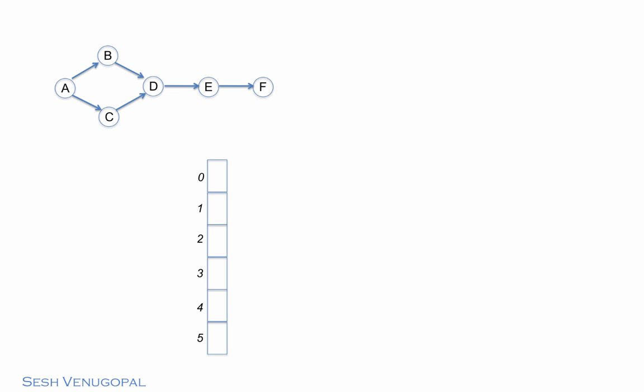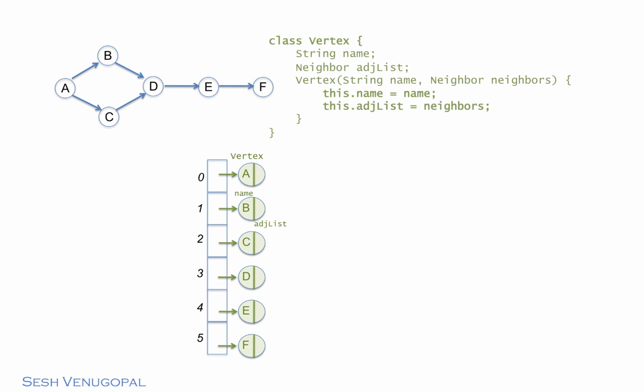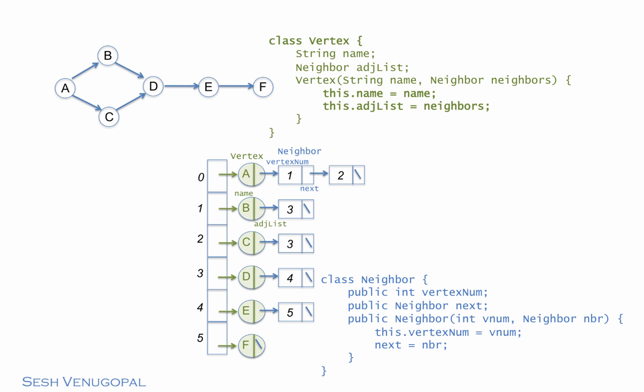Now, in each place in the array, I have chosen to store an object of class vertex that I define like this. The name field is the name of the vertex, and the edge list field is a reference to a neighbor object, which is a linked list node. The node has two fields, vertex num, which is the array index number of the neighbor vertex, and next, which is the pointer to the next neighbor in the list.